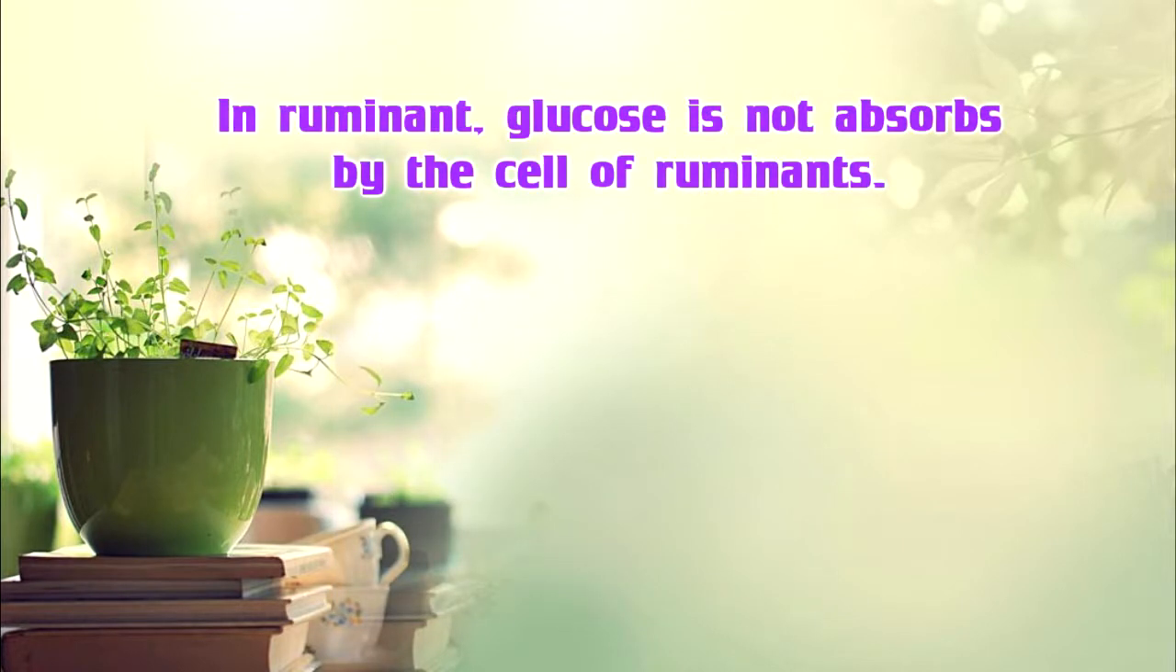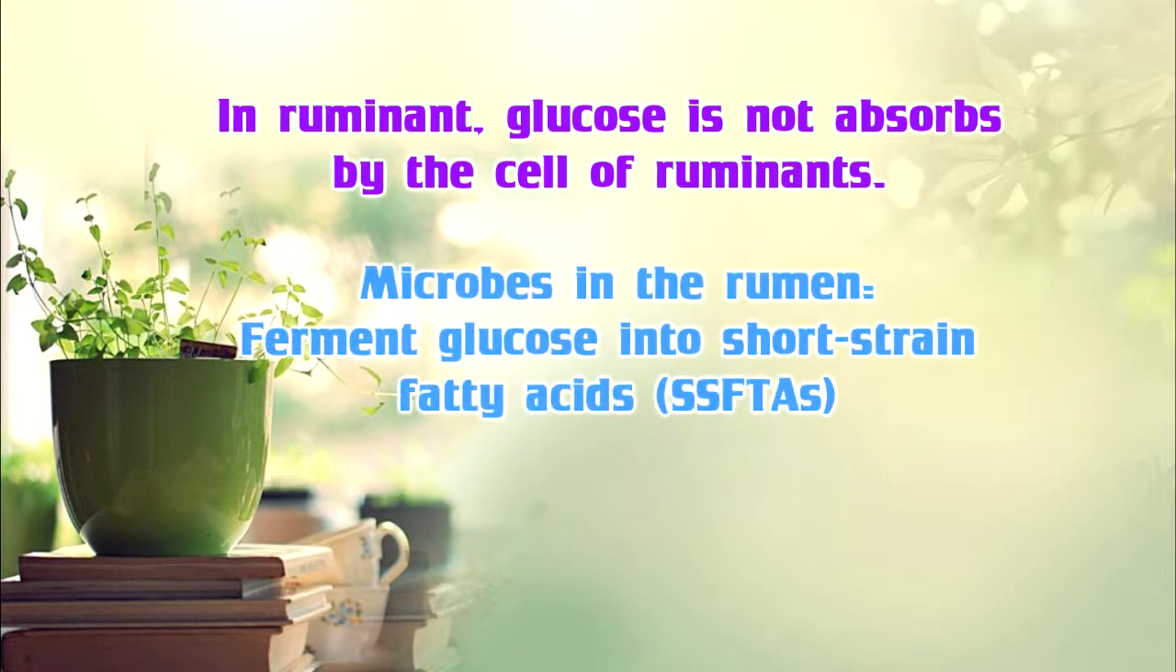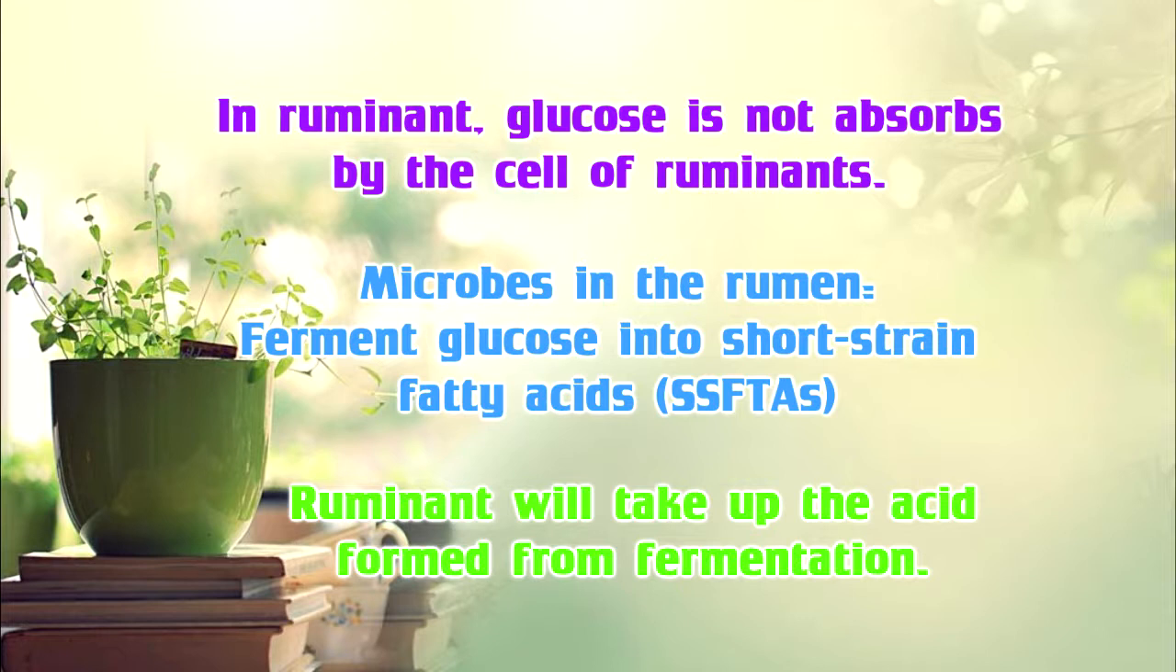For absorption, the glucose formed from the digestion of cellulose is actually not absorbed by the cells of ruminants. However, the microbes in the rumen will carry out fermentation and convert the glucose formed into short-chain fatty acids. The ruminant actually takes up the acids formed by the fermentation process rather than the glucose formed from cellulose breakdown.